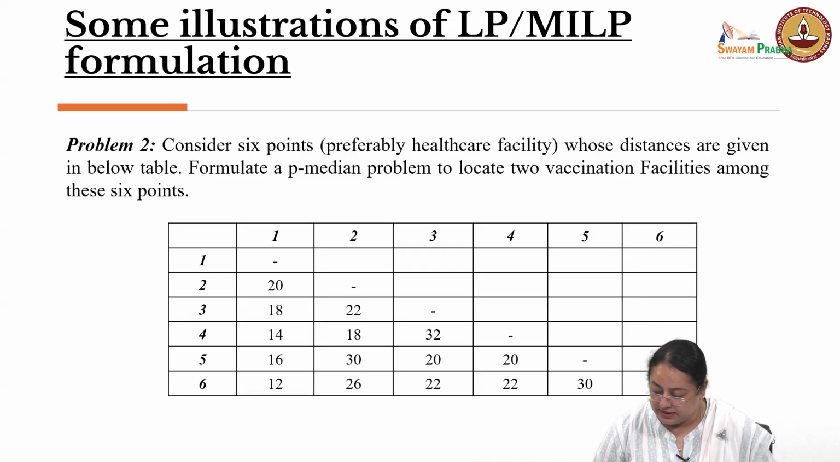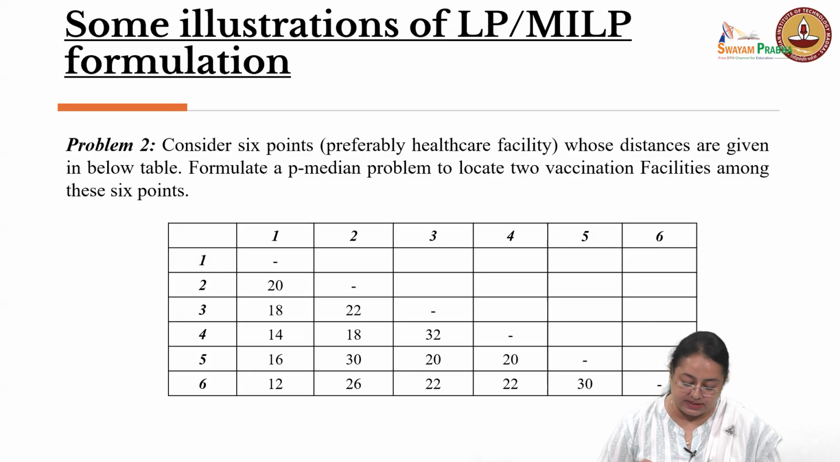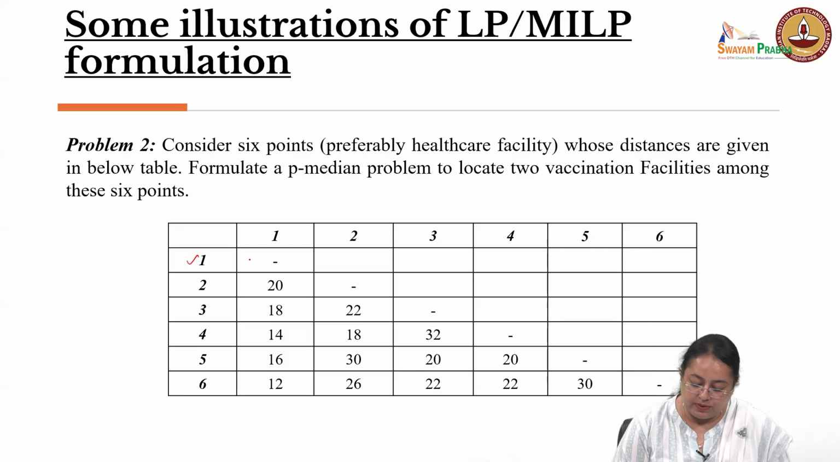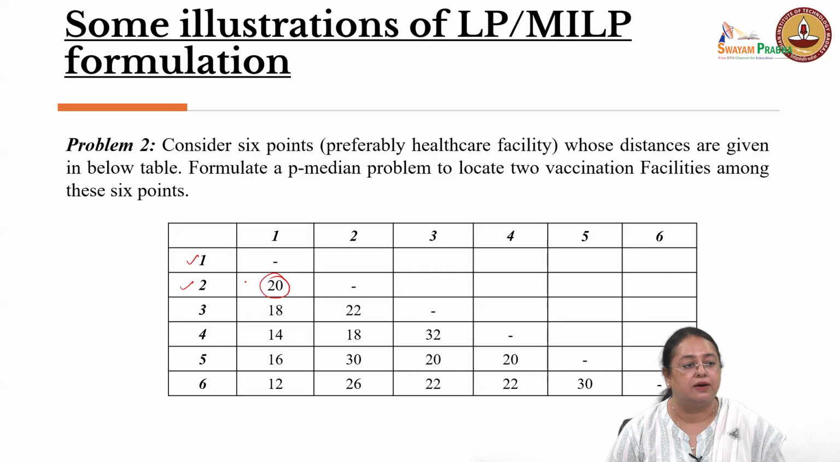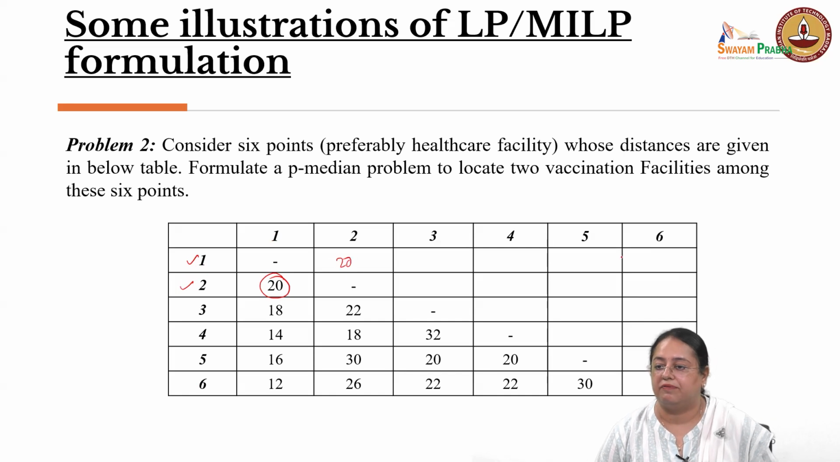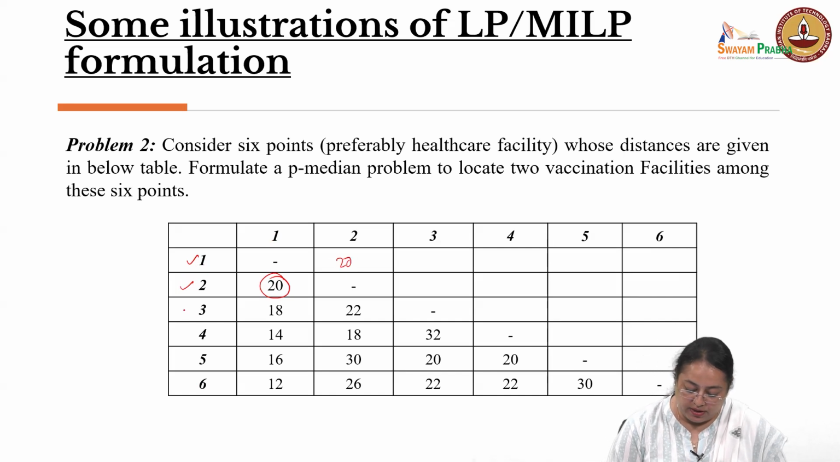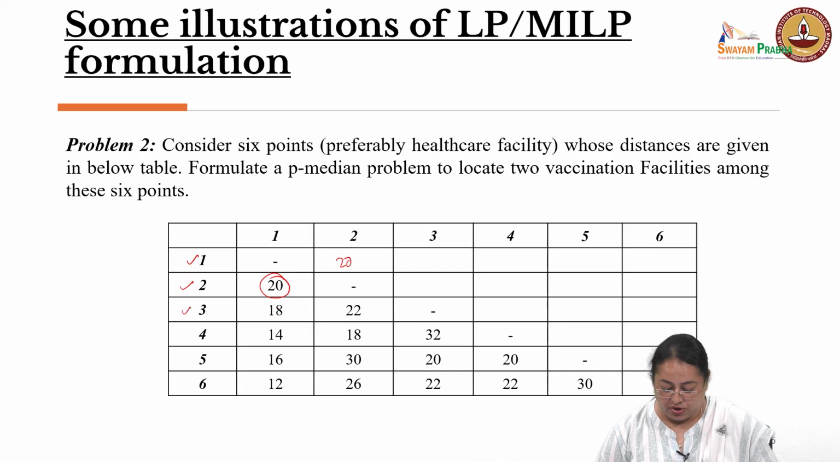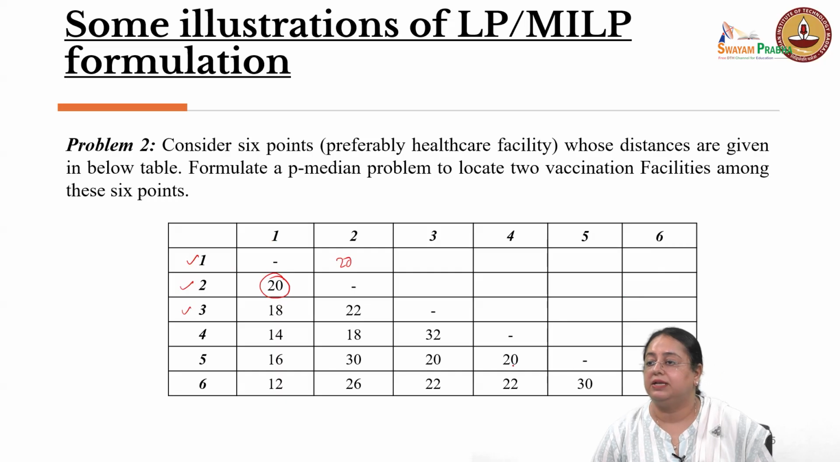And the distance between, now what do we mean by distance? So this is facility 1. Facility 2 is 20 kilometers from 1, right? Actually it is symmetric only. That's why we have left blank. So from the third facility, the first one is 18 kilometers. So we know the distance between the sites or facilities here, right?